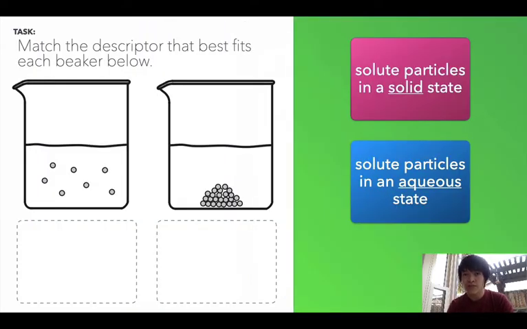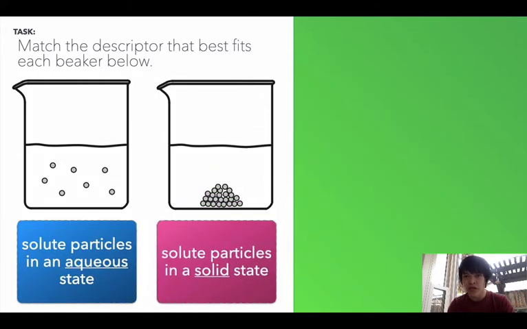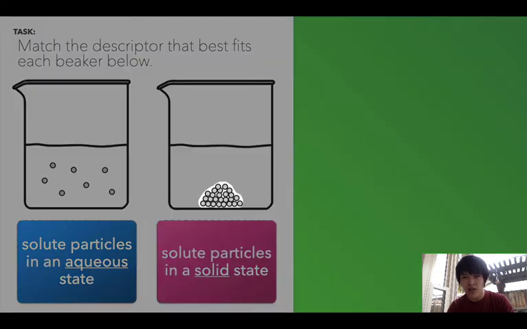I have a task for you. Look at each beaker here and try to match which description on the right-hand side best corresponds to each of the beakers. I'll give you a few seconds. So it turns out that the left beaker contains solute particles dissolved in a liquid, and these solute particles exist in an aqueous state. The right beaker contains solute particles in a solid state.